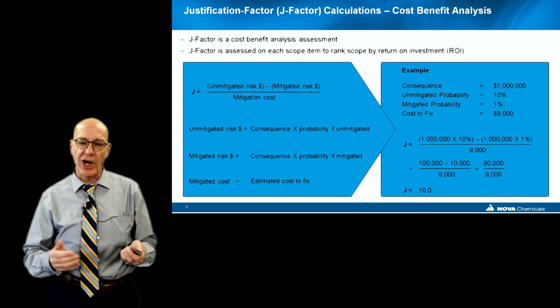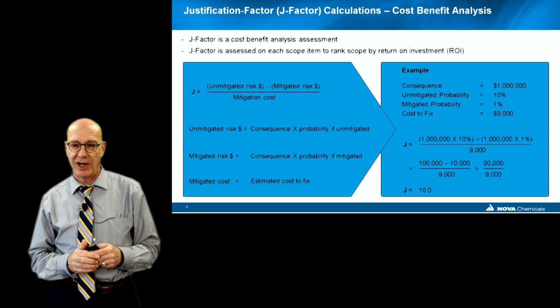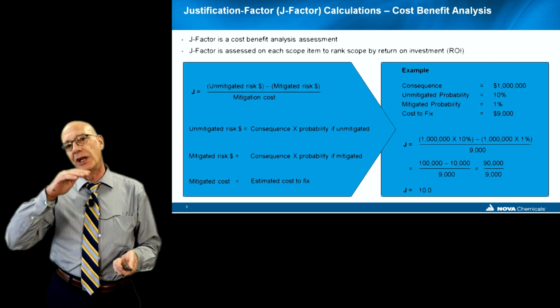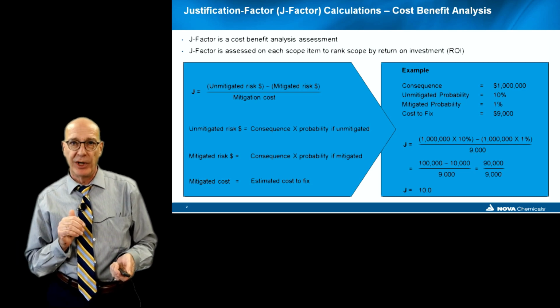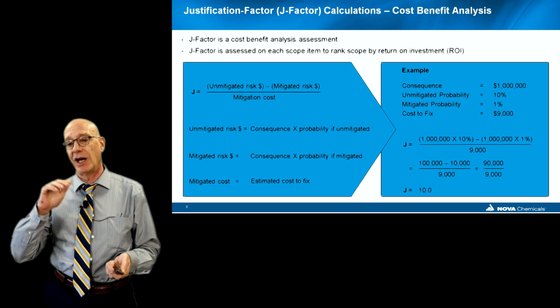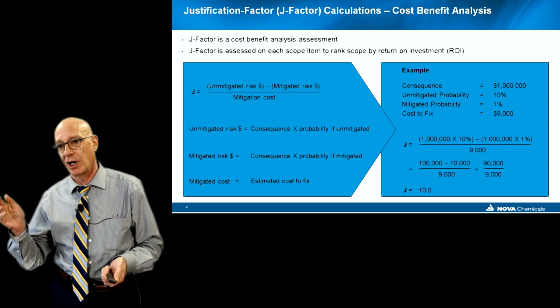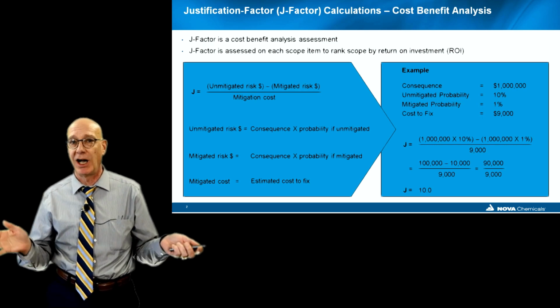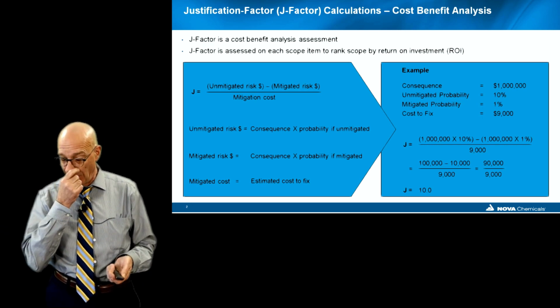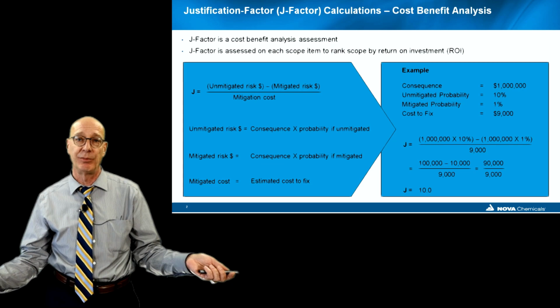So what J is going to equal, justification factor, is going to equal the unmitigated risk cost and probability minus the mitigated risk cost and probability divided by the cost of mitigation. And by mitigation, we actually literally mean doing the work.